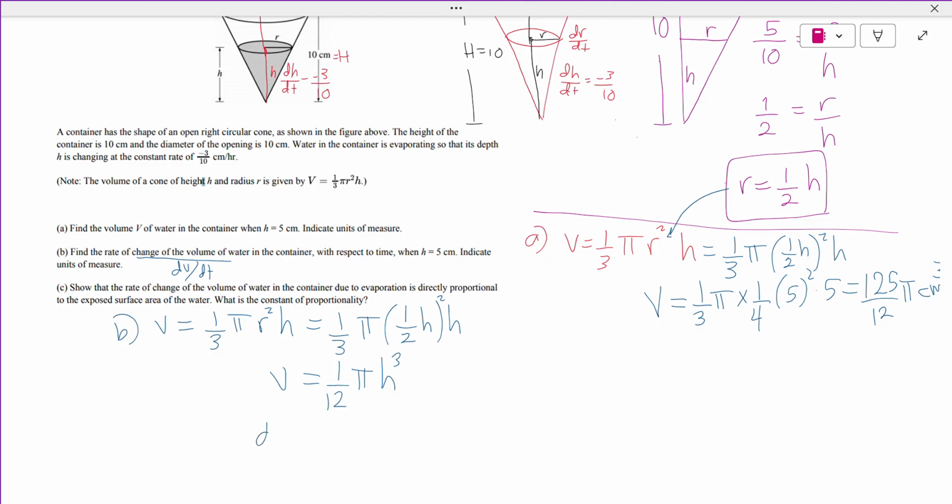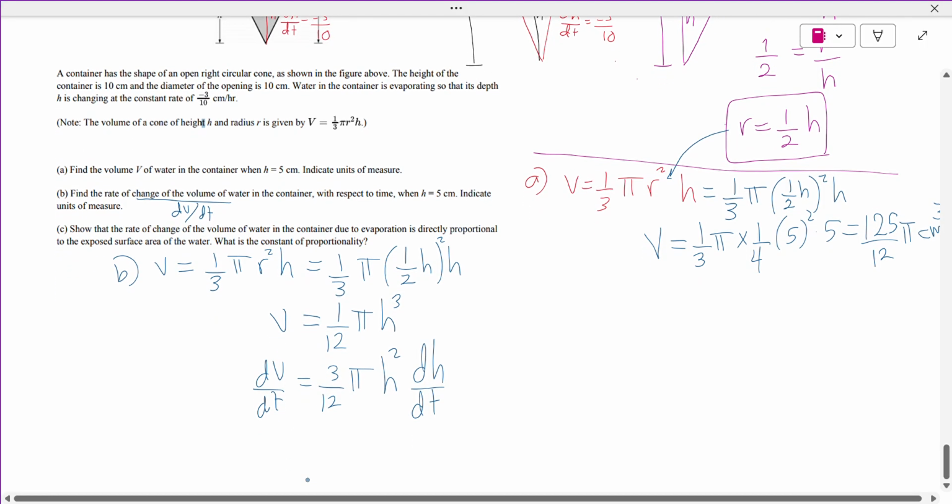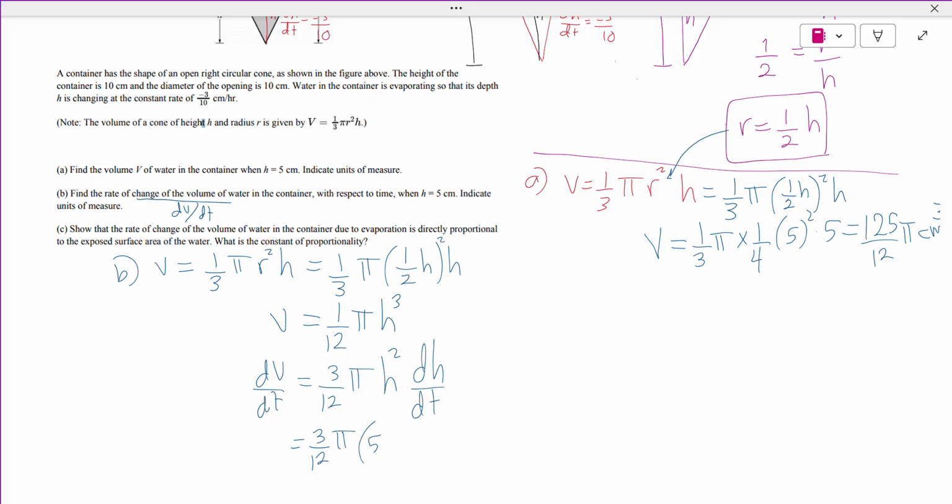We can easily differentiate. dV over dt equals 3 over 12 pi times h squared times dh over dt. What we can do now is substitute 3 over 12 times pi, the height is equal to 5 squared, and dh over dt is minus 3 over 10. And if you just use your calculator to find the answer, that is going to be minus 15 over 8 pi centimeter cubed per hour, because it's a volume.